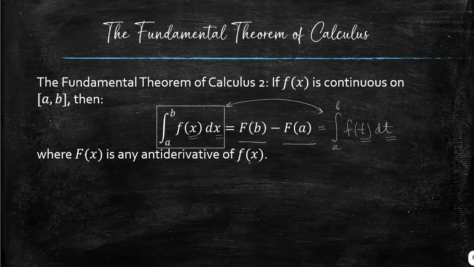It allows us to actually find the area under the graph by simply finding the antiderivative first and then doing this subtraction, which kind of becomes more of a process than just an application of the formula. And let's see how this process actually works out by doing an example.